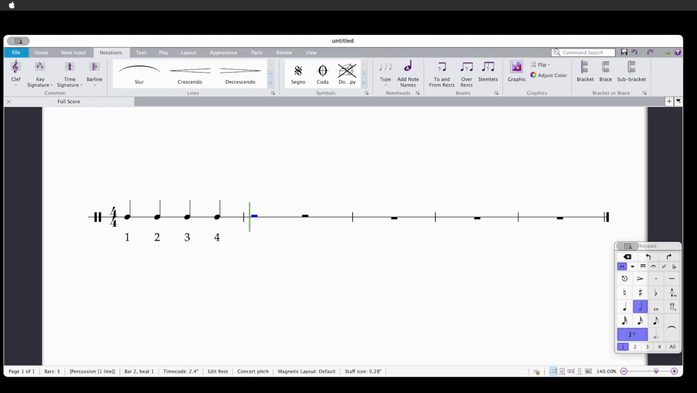Another review is our half notes. Our half notes are right there. You might remember a half note gets 2 counts. And so how would I label this?